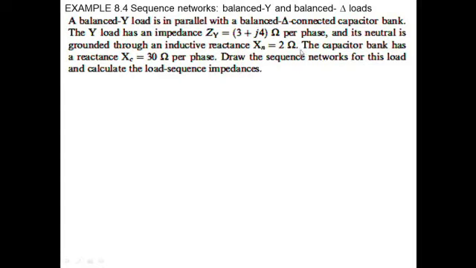So in the zero sequence component, we actually have this component plus this component. The capacitor bank has a reactance of Zc equal to 30 ohm per phase when the capacitor is in delta connected form, or when we want to change it into star, we divide by 3. So draw the sequence network for the load and calculate the load sequence impedances. Two things: we have to find the load sequence impedances Z0, Z1 and Z2, and we have to draw the sequence network.